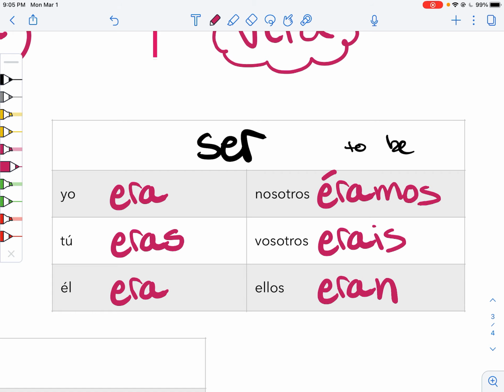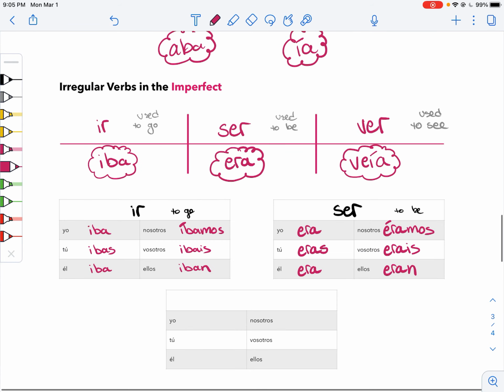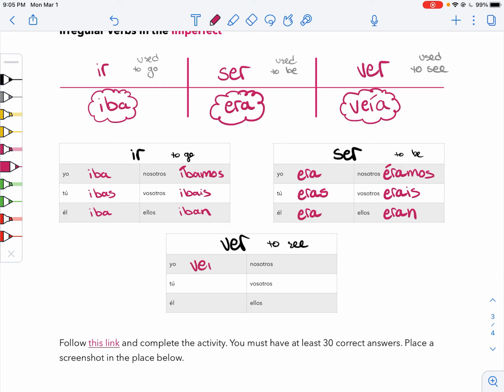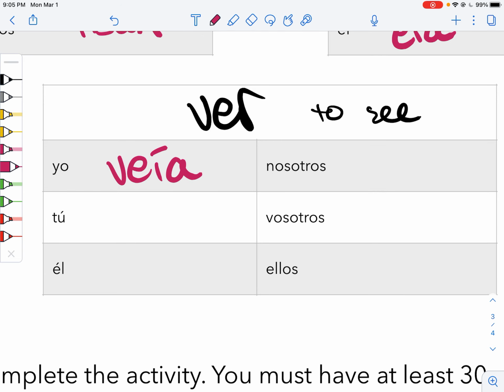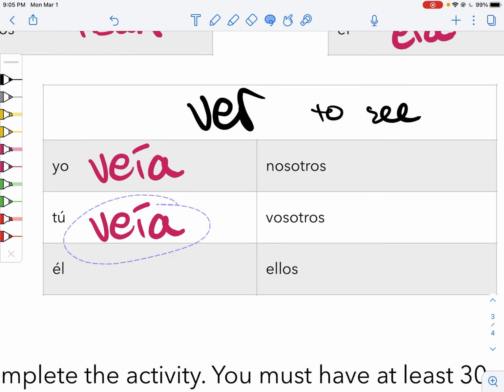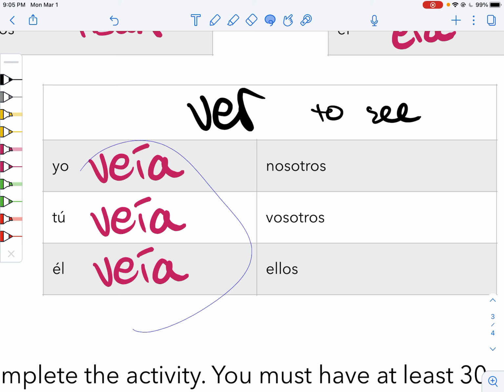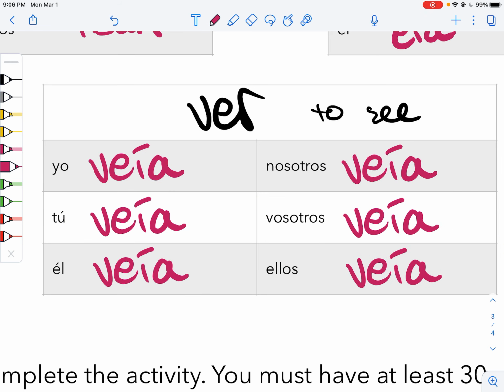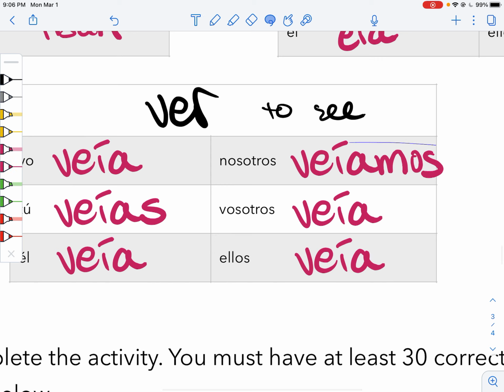And finally for ver, remember ver is to see. We're going to take this veía idea. And then you just add your endings to your veía cloud of an idea. So veía, veías, veía, veíamos. Oh, it already has an accent on it.